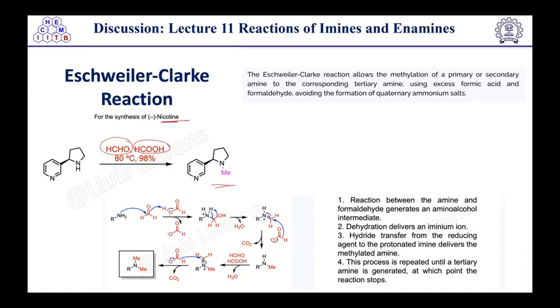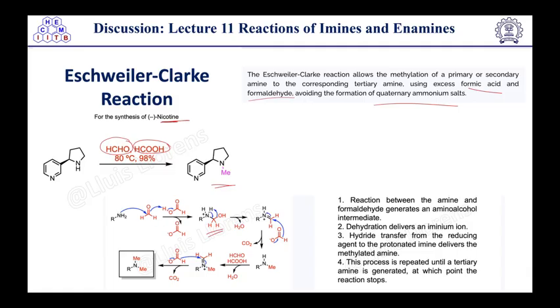The Eschweiler-Clarke reaction allows the methylation of a primary or secondary amine to the corresponding tertiary amine, using excess formic acid and formaldehyde, avoiding the formation of quaternary ammonium salts. That's why we use excess formic acid and formaldehyde, to avoid the formation of quaternary ammonium salt. The reaction between the amine and formaldehyde generates an amino alcohol intermediate. You can see here the amine will attack formaldehyde, and we will get the amino alcohol intermediate.